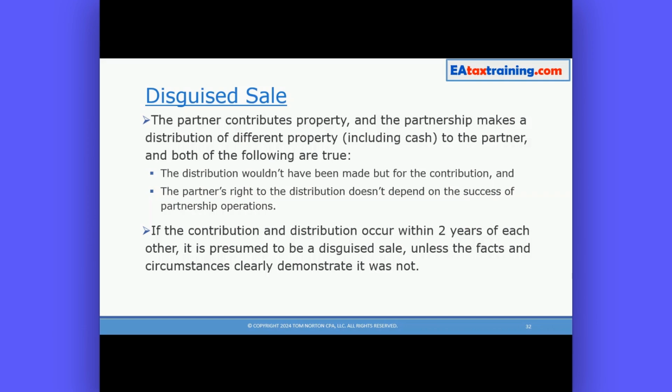If the contribution and distribution occur within 2 years of each other, it will be presumed to be a disguised sale if you meet this criteria, unless the facts and circumstances clearly demonstrated that it was not. In other words, if you have this contribution and subsequent distribution, and those happen within 2 years, and that distribution would not have occurred except that the contribution was made, and the right to the distribution did not depend on the profitability of the partnership, then it will automatically be considered a disguised sale unless you can prove that it clearly was not.